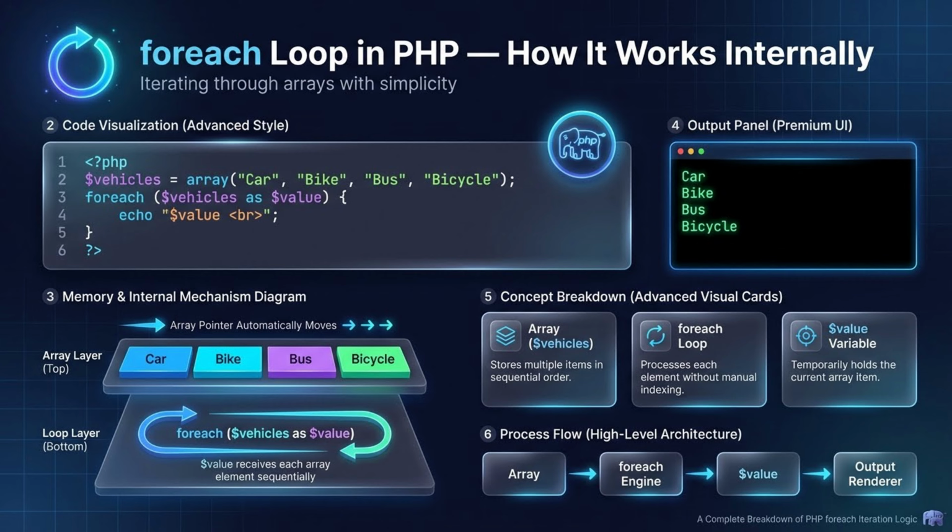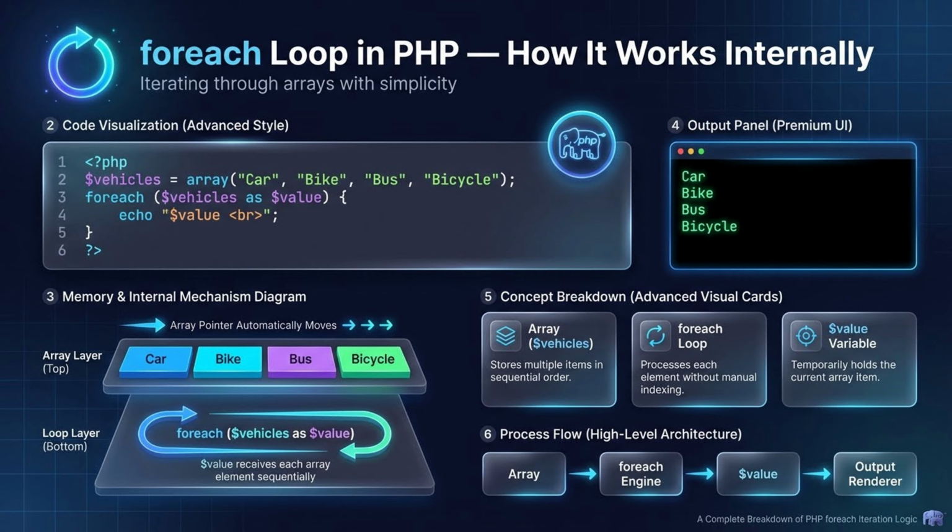At a conceptual level, the process flow begins with the array, then passes through the foreach engine, which extracts each element one by one. That extracted value is stored in $value, and finally, the output renderer displays it on the screen. In summary, the foreach loop in PHP is an elegant tool that simplifies array iteration by managing memory, indexing, and pointer movement internally. It provides a clean and intuitive way to process each item, making it ideal for readable, error-free, beginner-friendly code.